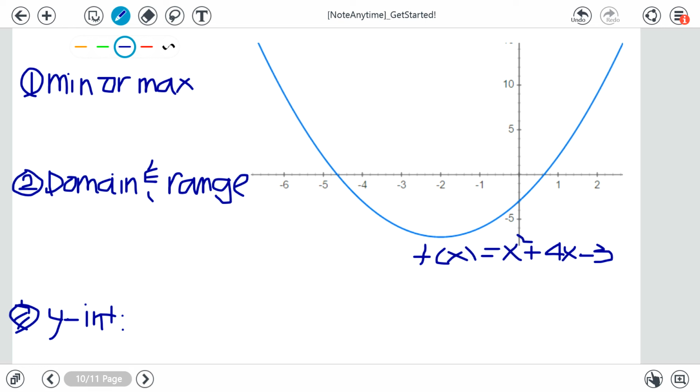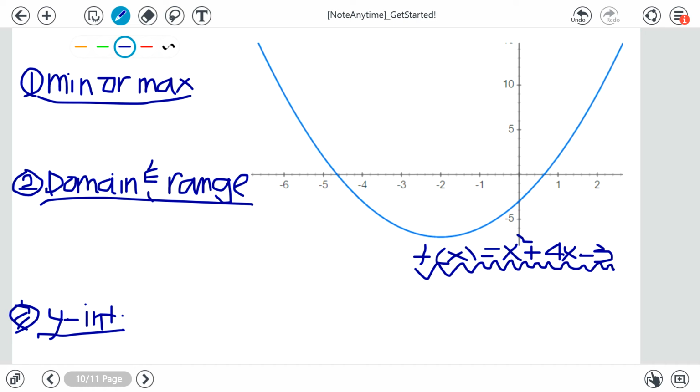Hey guys, alright, today we're going to learn about some characteristics of a quadratic function. One, we're going to look at minimum or maximum, two, we're going to look at domain and range, and lastly, y-intercept. The first function that we're going to look at is f of x equals x squared plus 4x minus 3.